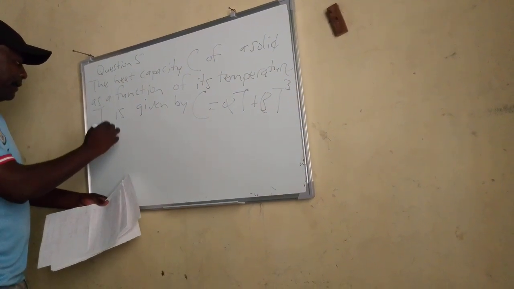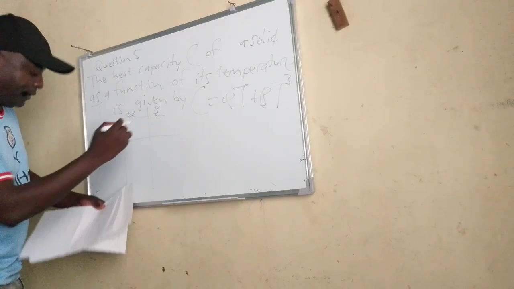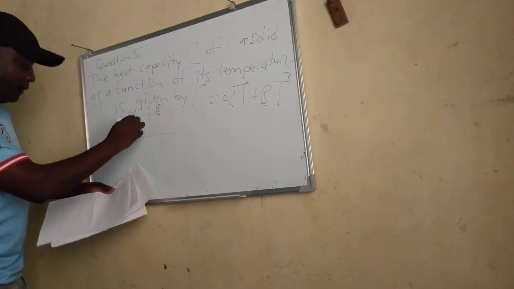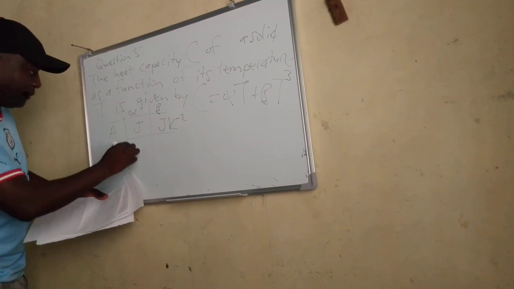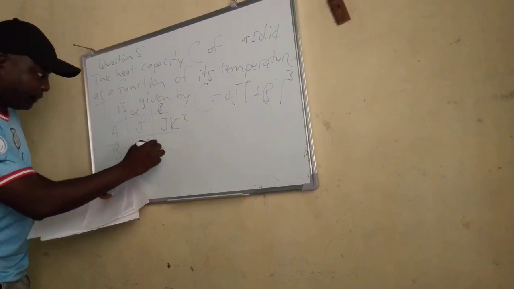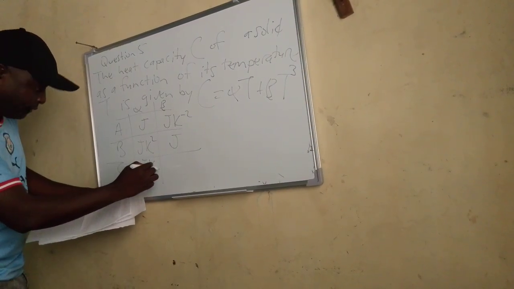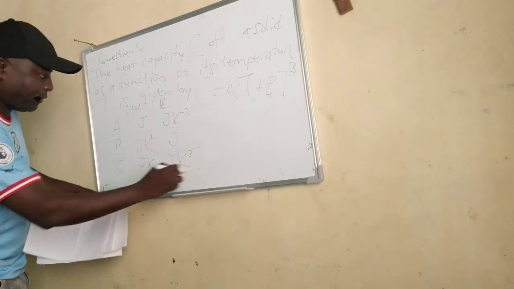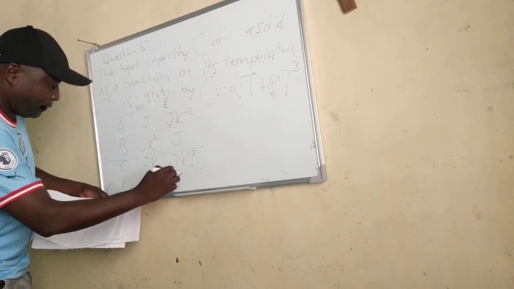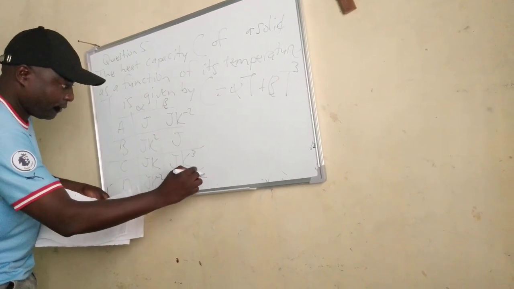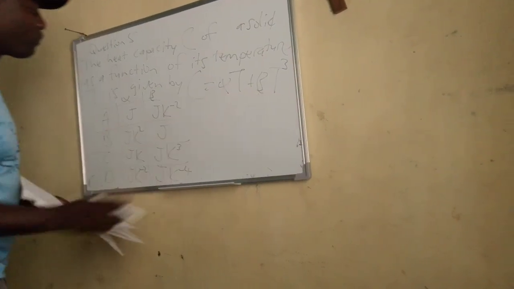So I've got alpha and beta. A: joule per kelvin squared, joule kelvin. B: joule, kelvin. C: joule kelvin cubed. D: joule per kelvin squared, joule per kelvin. So the best answer there gives the correct units for alpha and beta.